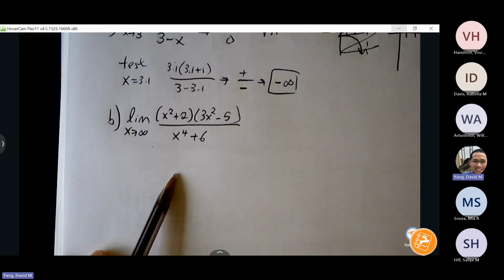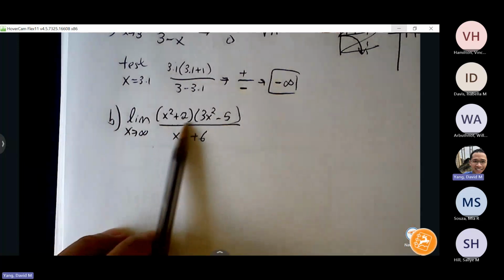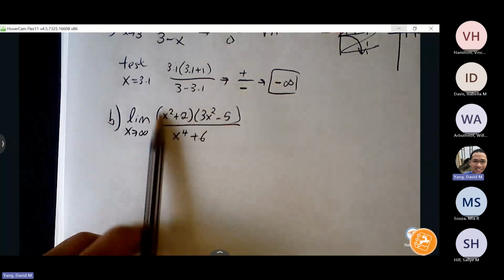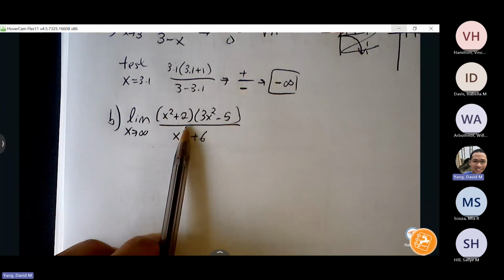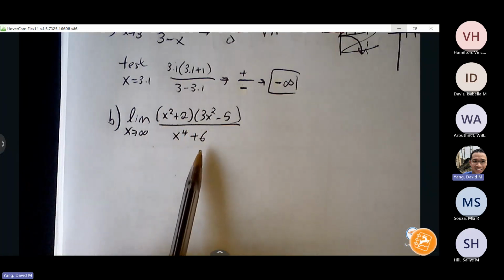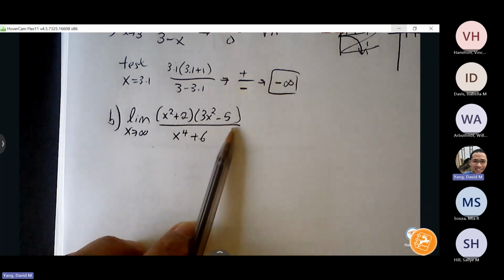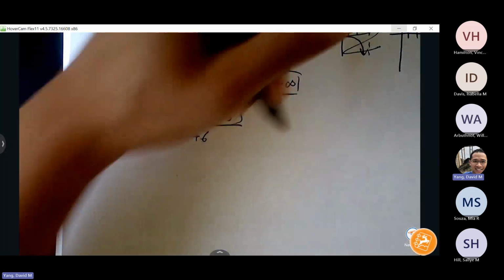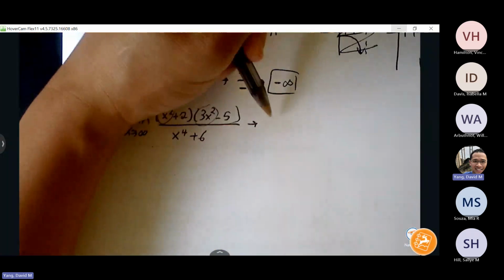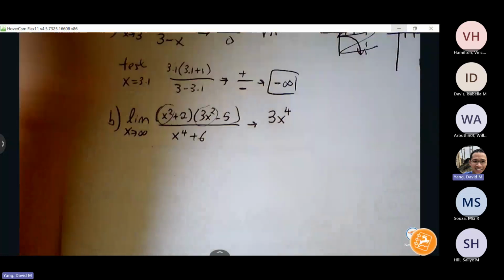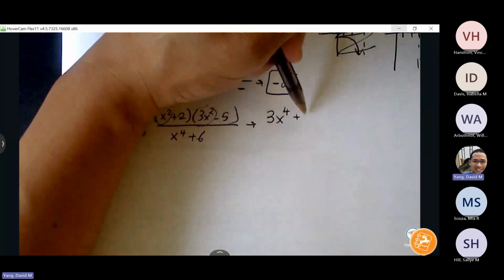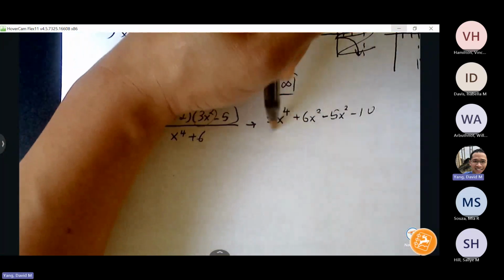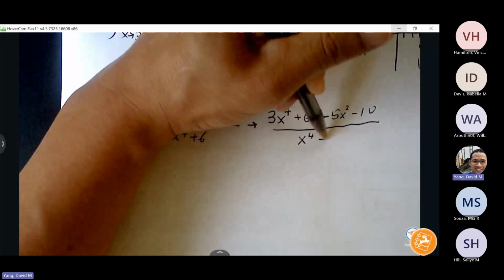Now, is it easy to compare degrees right now? What can we do to make it easier? Yeah, FOIL out. You can FOIL everything out, but really the only value that we care about is the highest degree. Any of the lower degrees is not going to matter. So if I FOIL this out, my highest degree is going to be x to the fourth, and my coefficient is going to be 3x to the fourth. Now, if you want to get everything out, you can, just so that you can have peace of mind that you've looked at everything.